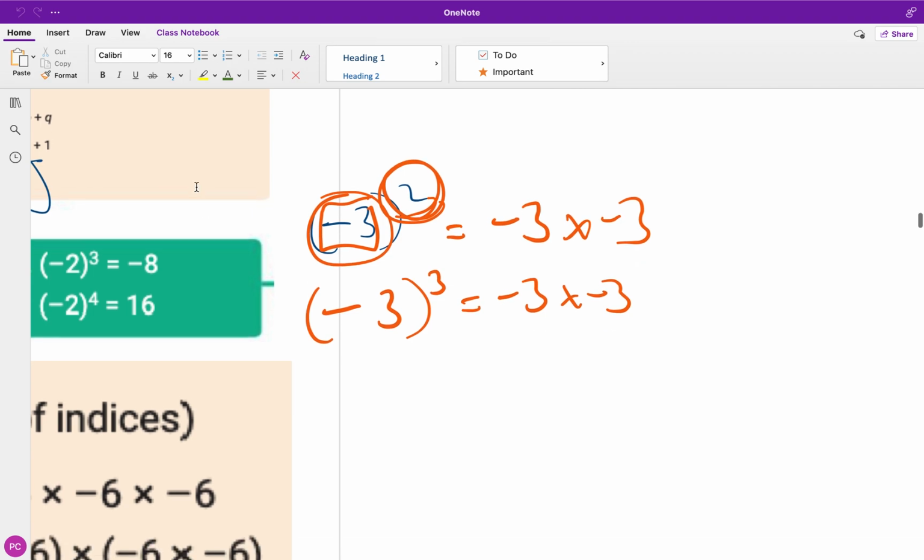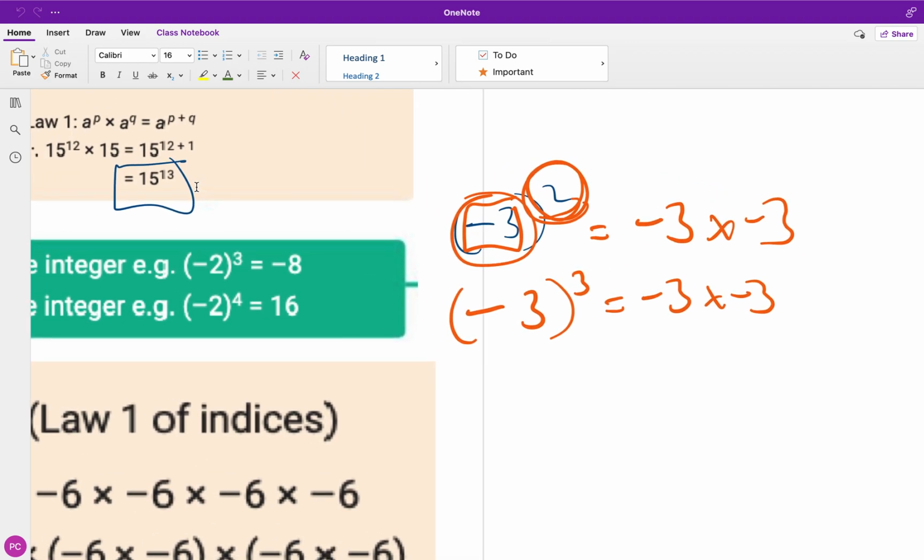It's not syncing there, but it will in a second. It's not syncing, hang on. There we go. Okay.